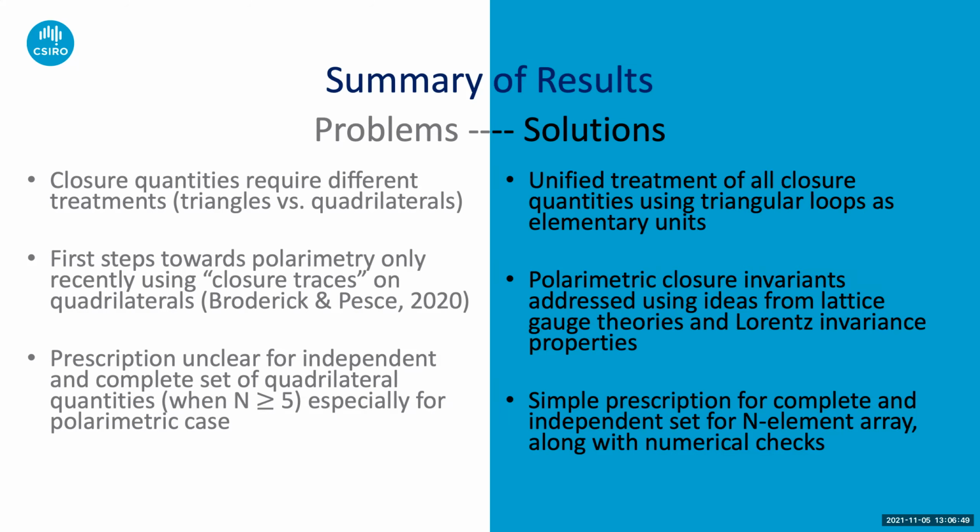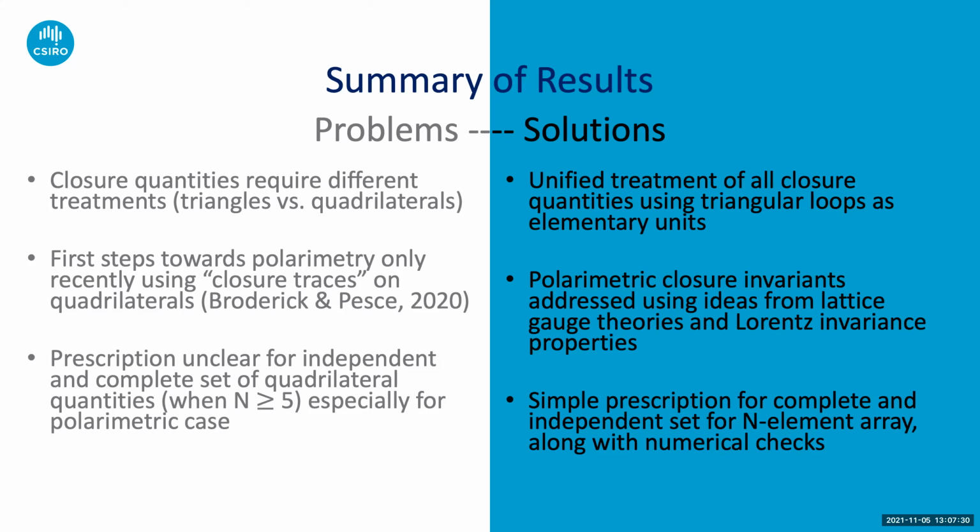Even though closure quantities have been in use for decades, they have required quite fundamentally different treatments when you deal with triangles as opposed to quadrilaterals, for instance. The way they are constructed is different. And only recently, polarimetric closure invariants have been worked on using the idea of closure traces on quadrilaterals in a fascinating paper by Avery and Tom, who I hope are in the audience here today. However, it's still unclear when you're using quadrilaterals how you would go about finding a complete and independent set of invariants, especially for an array of arbitrarily large size in the polarimetric case.